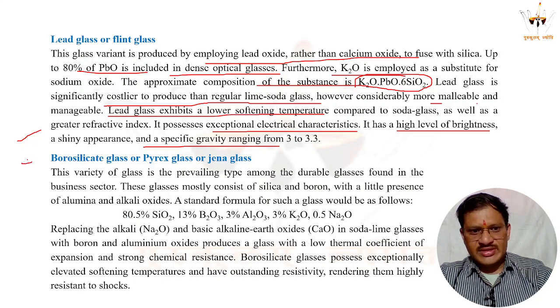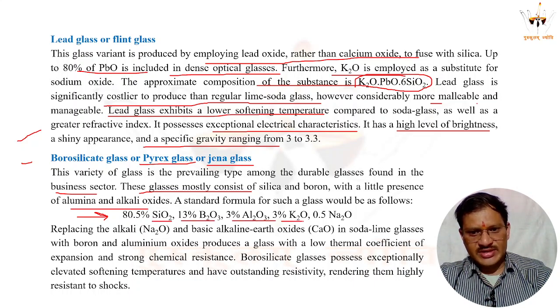And the fourth one is borosilicate glass, also known as Pyrex glass or Jena glass. This variety of glass is a prevailing type among the durable glasses found in the business sector. These glasses mostly consist of silica and boron with a little presence of aluminum and alkali oxide. The percentages given in the standard formula of the glass are 80.5% silicon oxide, 13% B2O3, 3% Al2O3, 3% K2O, and only 0.5% Na2O.